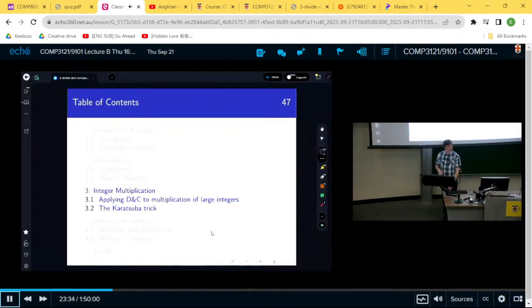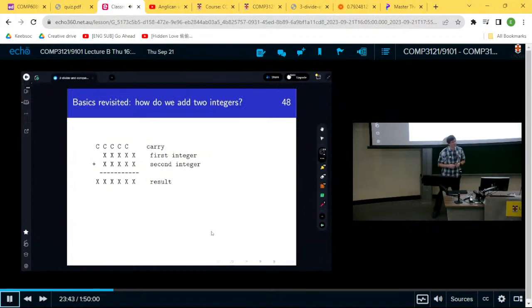So let's try to apply it to a few problems. And the first one is integer multiplication. So what is integer multiplication? Well, we will need to multiply two integers together.